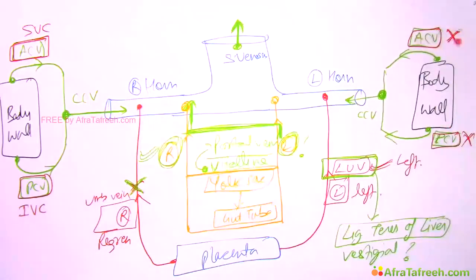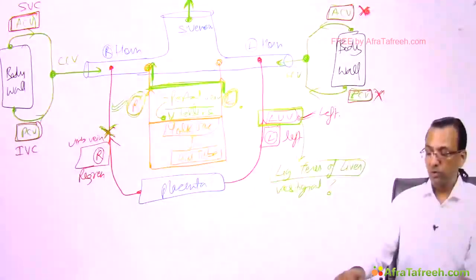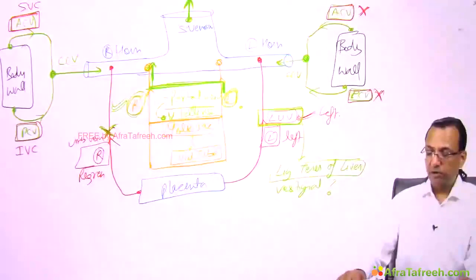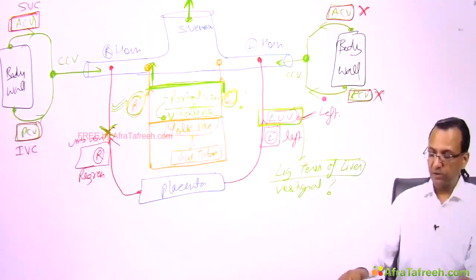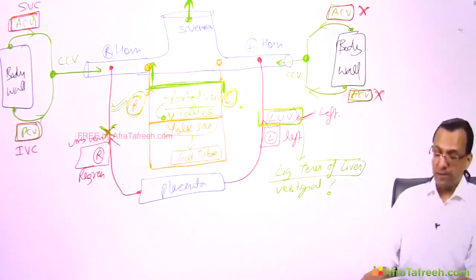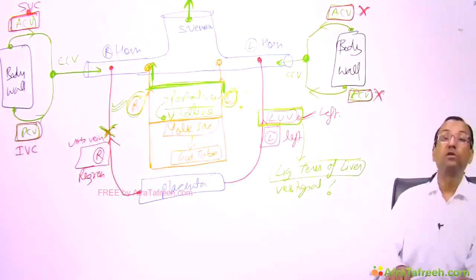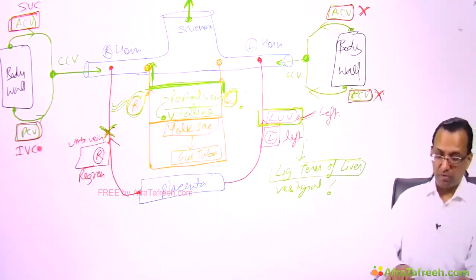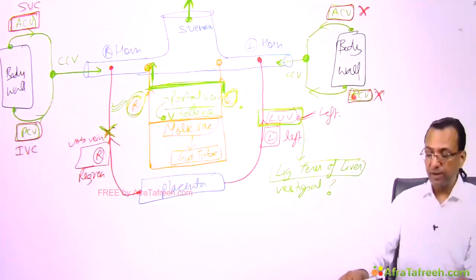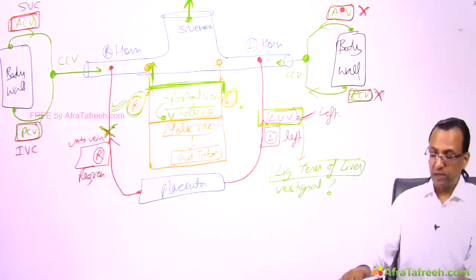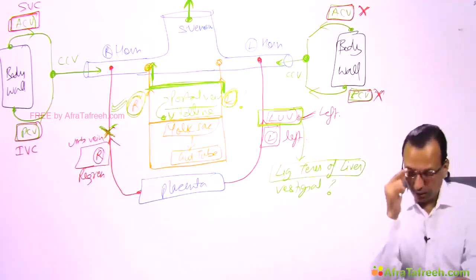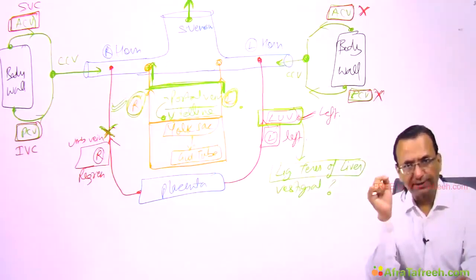You want double SVC? No. You want double IVC? No. So this must regress, that must regress. And because they are regressing, that is why we have superior vena cava on the right side, inferior vena cava on the right side, because left side veins, they regress. If they are present, then you'll have double SVC or double IVC. So this is what you wanted to discuss. Yes, that is what we wanted to discuss.